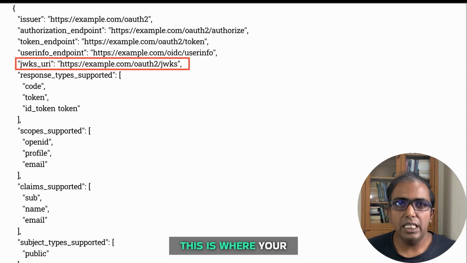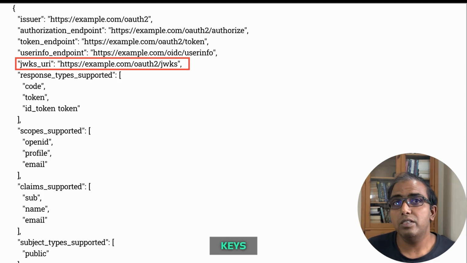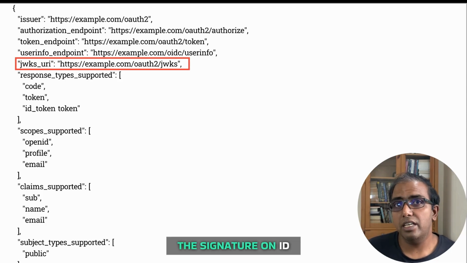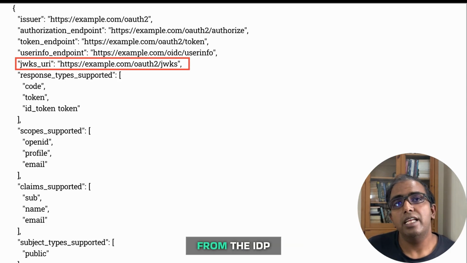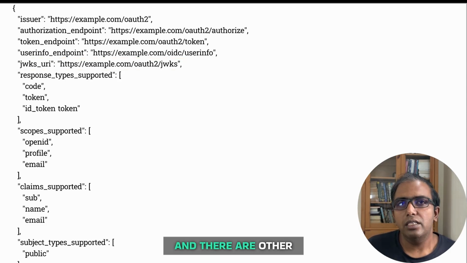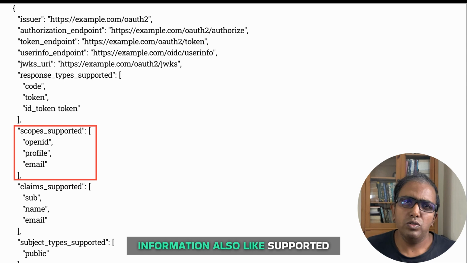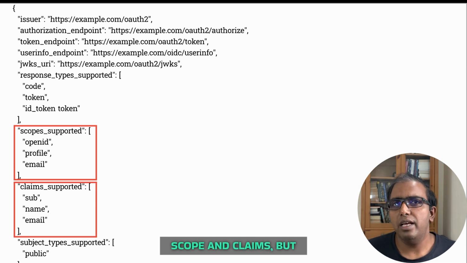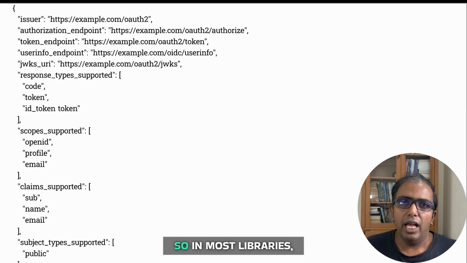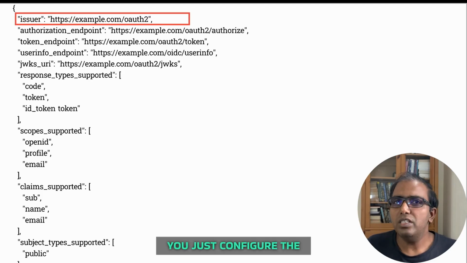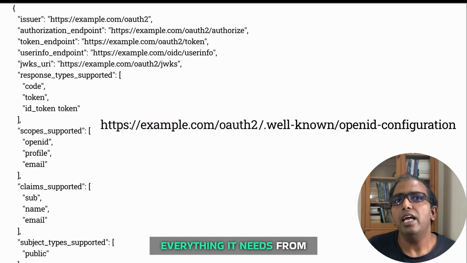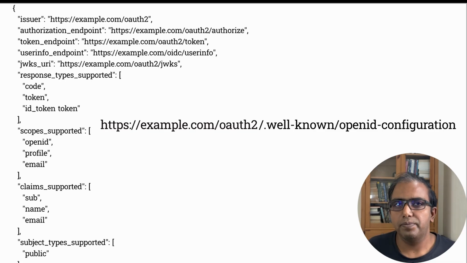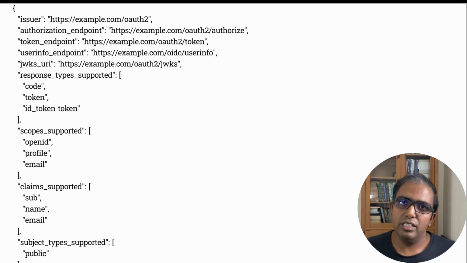JWKS URI. This is where your app finds the provider's public keys, so it can verify the signature on the ID token and maybe on the access token, making sure that it really came from the IDP. And there is other information also, like supported scopes and claims, but these are the core ones which are mostly used. So in most libraries, you just configure the issuer URL and it automatically discovers everything it needs from this well-known config. Now let's go back to the authorization code flow.